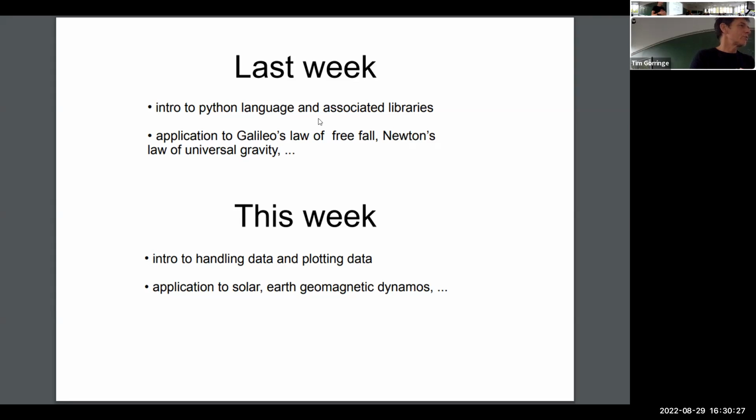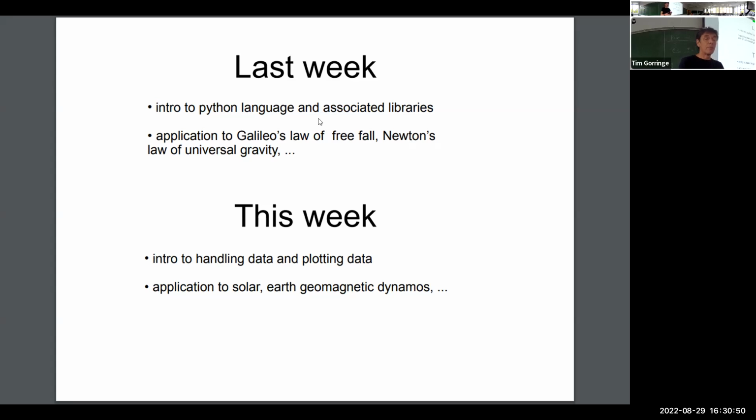I just wanted to recap from last week that we worked through some of the basics of the Python language, and we worked through some Python libraries, and we looked at some physics examples like free fall and Newton's law of universal gravity.